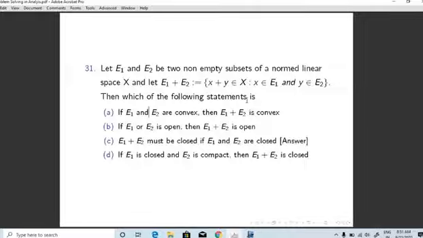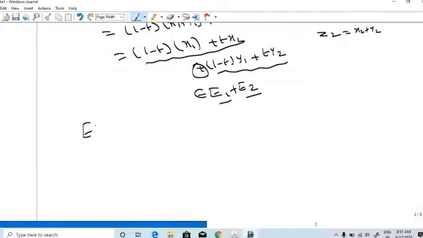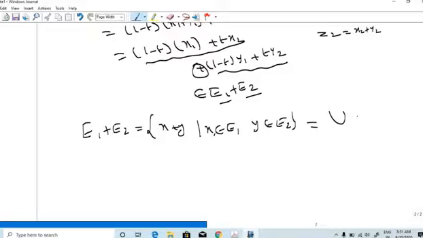Actually, which of the following statements is false? The word "false" is missing. Suppose we take E1, E2 two sets where either E1 or E2 is an open set. Then the sum is an open set, because we can write the sum as a union of open sets. E1 plus E2 is everything of the form x plus y, such that x is in E1 and y is in E2. This can be written as a union: if we fix one set and vary the other element, the union over all x in E1 of x plus E2.